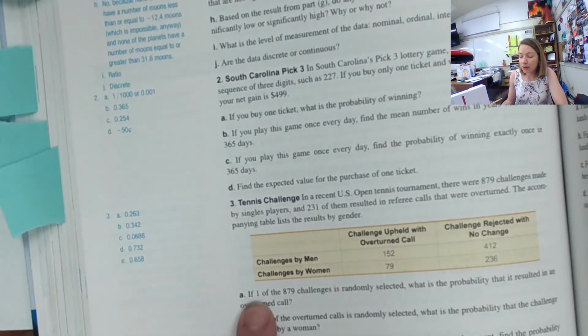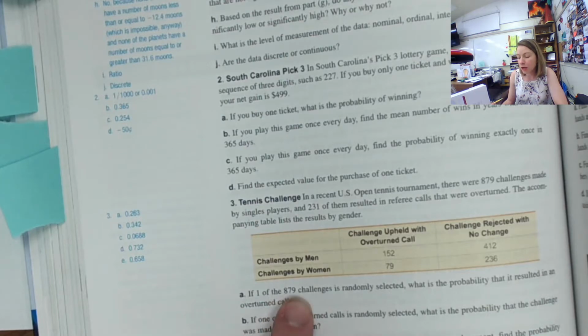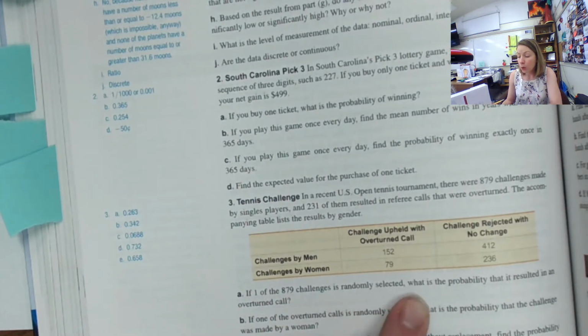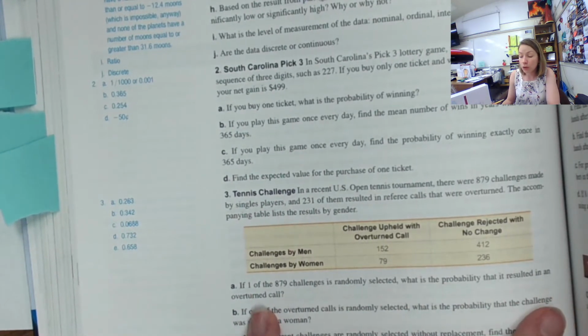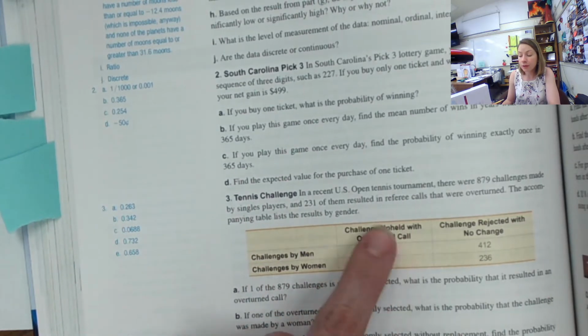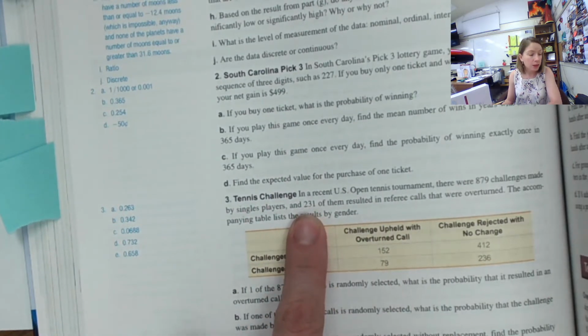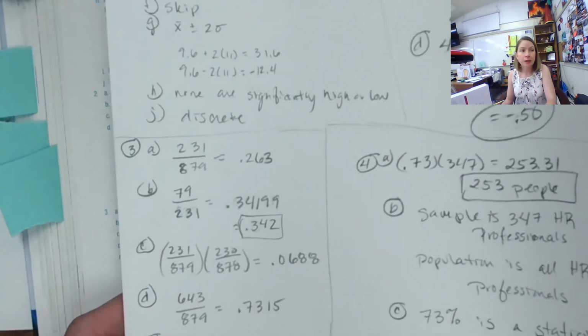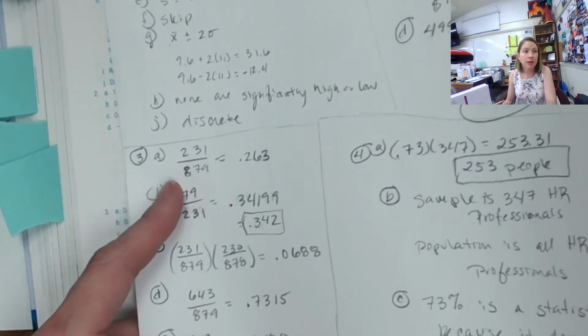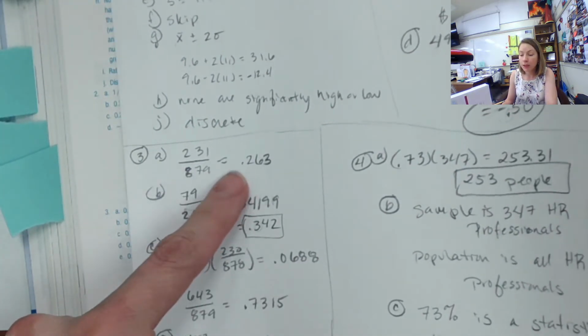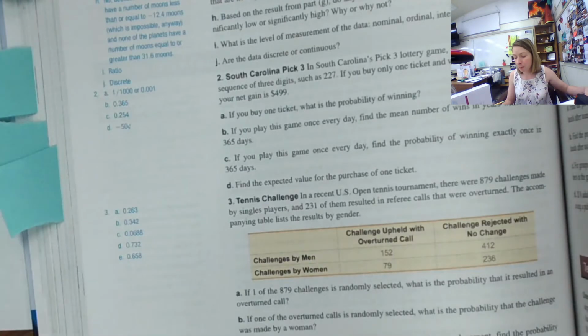So they say if one of the 879 challenges is randomly selected, what is the probability that it resulted in an overturned call? So we add these together and we get 231. So you take 231 divided by 879 because we're dealing with the whole total, and we get 0.263.